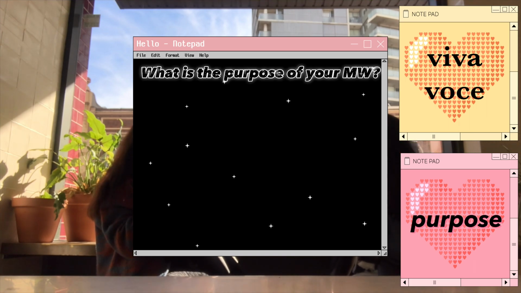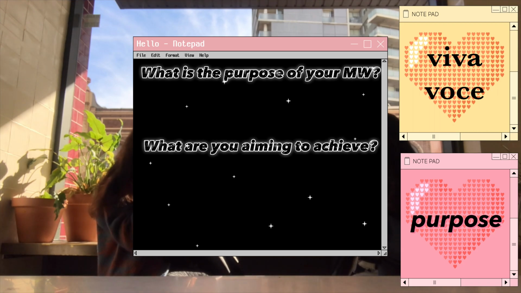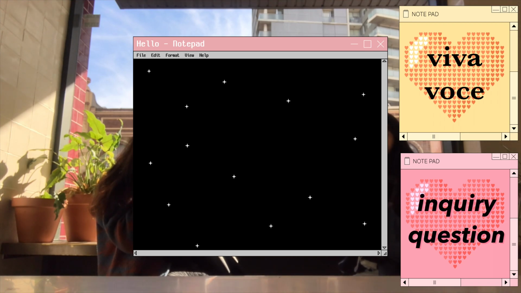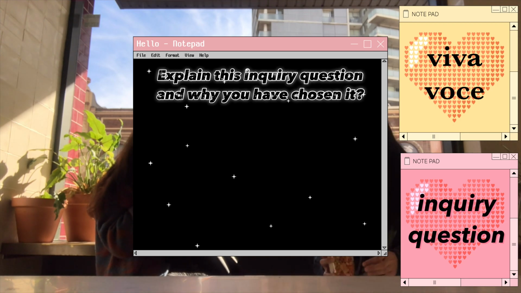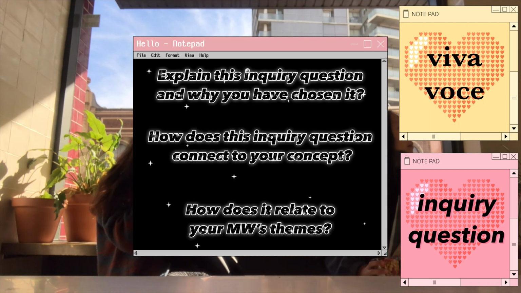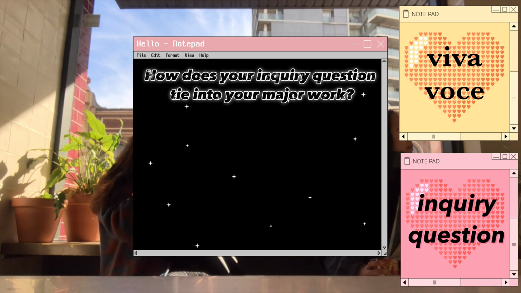Next is purpose. What's the purpose of your major work? What are you aiming to achieve? For audience, what or who is your intended audience and why? And how have you catered to this audience? Regarding your inquiry question, explain your inquiry question and why you've chosen it. How does it connect to your concept? How does it relate to your themes? And how does it tie into your major work as a whole?